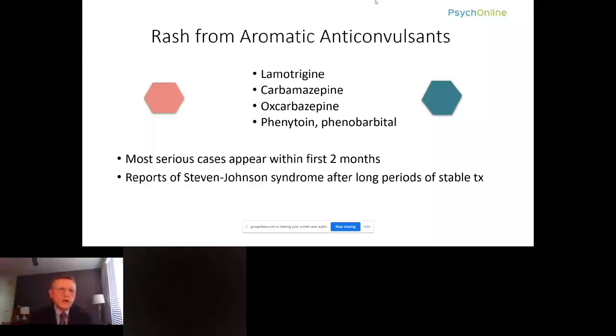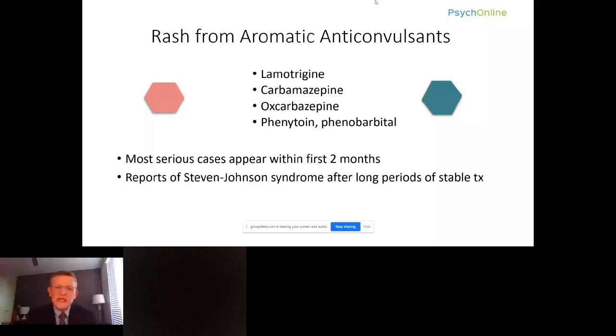So we all know about the recommendations for how slowly to go up with lamotrigine because there's a black box warning. The problem is we have the exact same problem from the other aromatic anticonvulsants, carbamazepine, oxcarbazepine, Dilantin, phenobarb, and they don't have black box warnings. That's the problem with black box warnings. If a medicine doesn't have one, you think you're safe. No, actually you're not. So you need to be thinking about these rashes anytime you're using these agents.